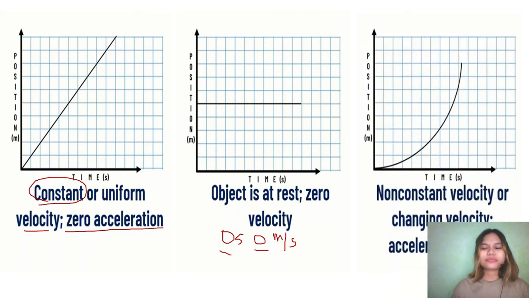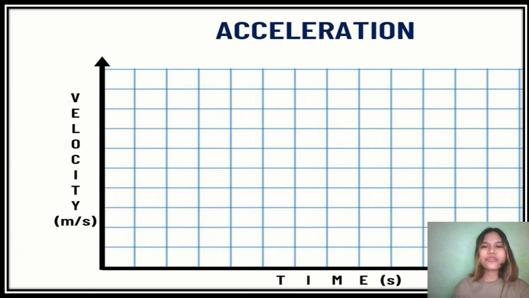What if the graph is like this? We can say that there is non-constant velocity, or there is a change in terms of the velocity, and therefore we have accelerated motion. Again, magkakaroon lang tayo ng acceleration kapag nagbabago ang speed or velocity ng isang object. Another thing is acceleration. For acceleration, the velocity is on the y-axis and the time is on the x-axis.